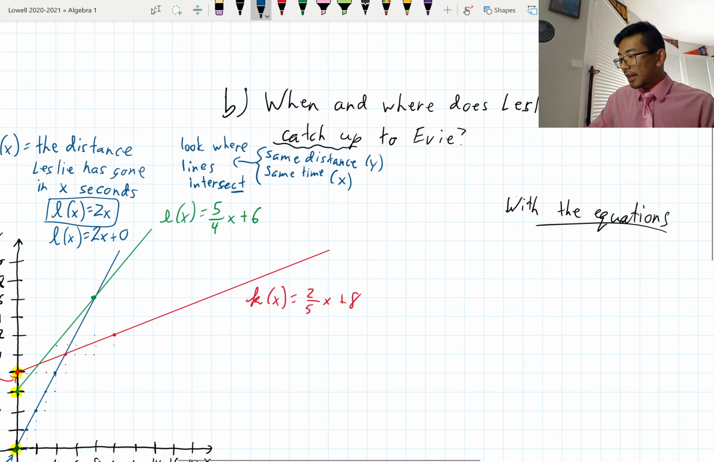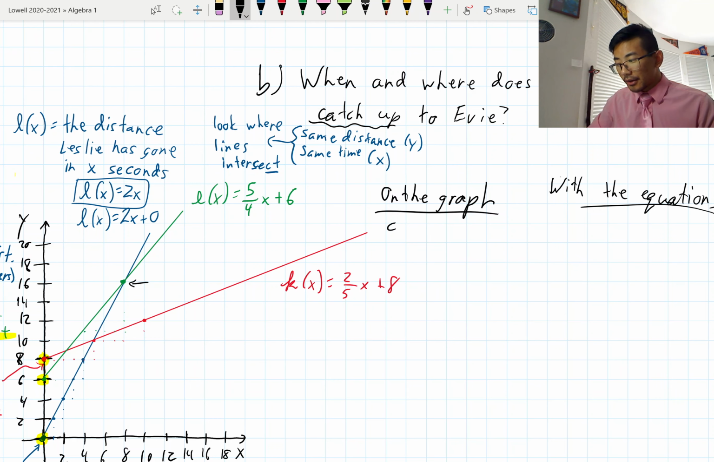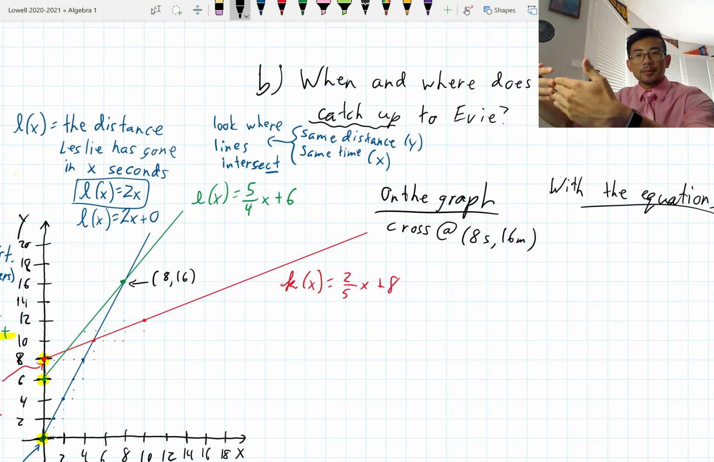Okay, so in this case, on the graph, we will look where they cross, and that would be right here. So it looks like a coordinate of 8, 16 there. They cross at 8 seconds, so I'm going to emphasize that, 8 seconds, 16 meters. So after 8 seconds, they're both going to be at 16 meters, and then Leslie's going to pull ahead.